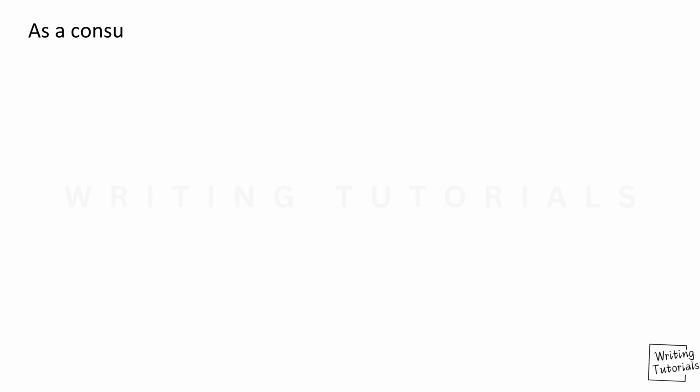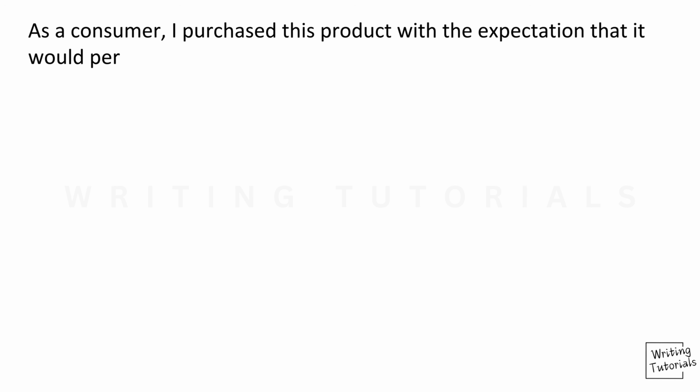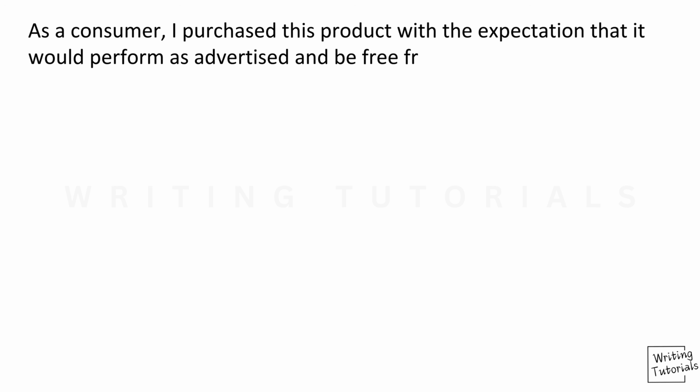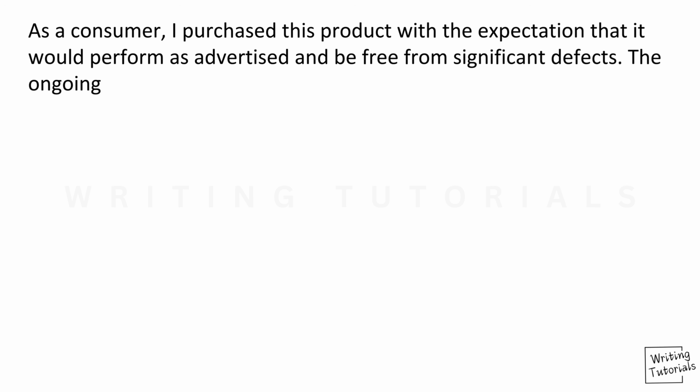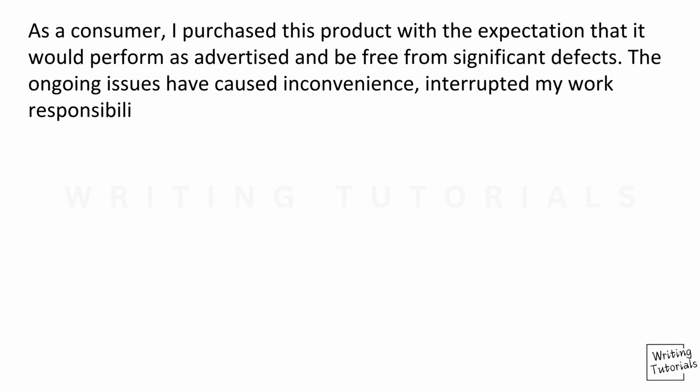Impact on the customer. Next comes the paragraph explaining how the problem affected the customer. This section helps the company understand the consequences of the defective product. The paragraph reads, "As a consumer, I purchased this product with the expectation that it would perform as advertised and be free from significant defects. The ongoing issues have caused inconvenience, interrupted my work responsibilities, and resulted in considerable frustration."